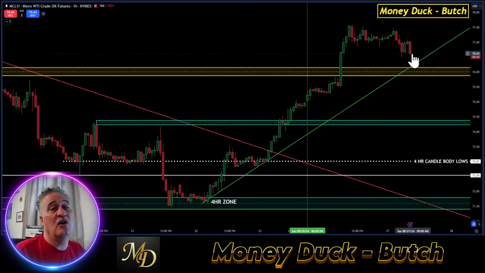So overall, this is how I'm looking at oil right now. As of right now, I'm only down to the 1 hour, but overall my thinking is, okay, it's still in a retracement back to this trend line. I also have a 4-hour zone here. So could you see that pulling down further to this trend line and zone? Yes, I could. I could 100% see that.